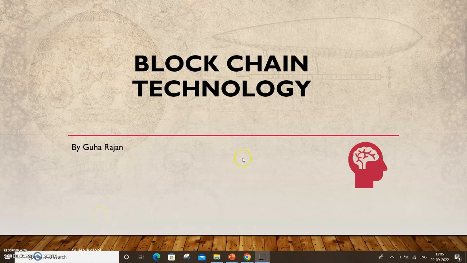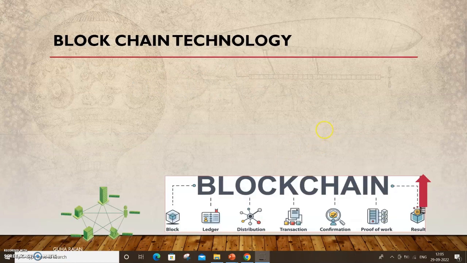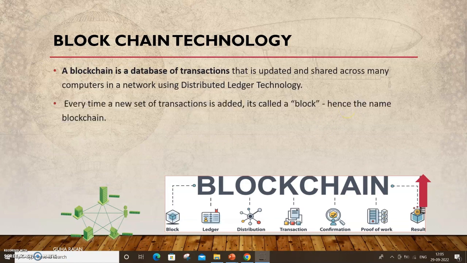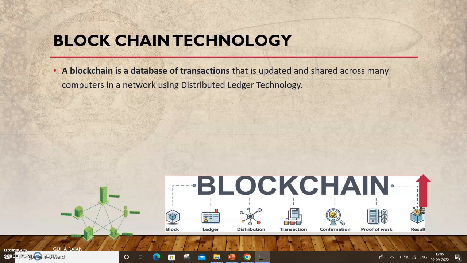Let's look at blockchain technology, particularly how it differs from a traditional model of computing. If you compare with the traditional model, it is much easier to understand. Blockchain technology is a database. A blockchain is a database transaction that is updated across many computers in a network using distributed ledger technology.